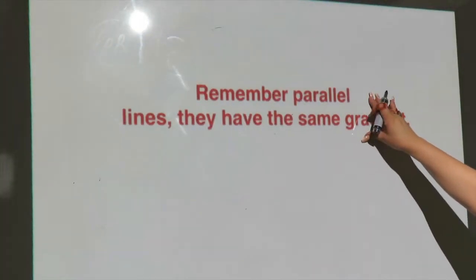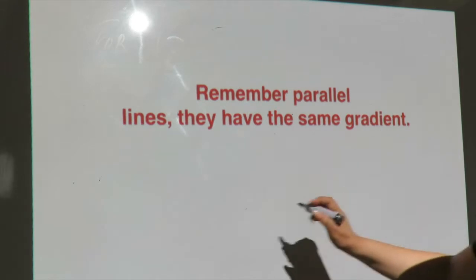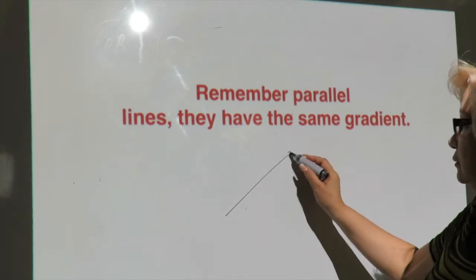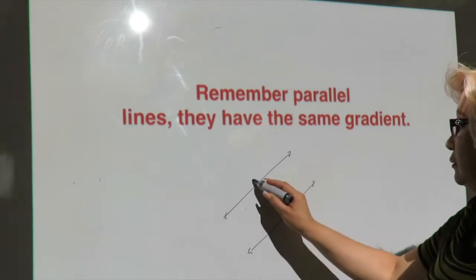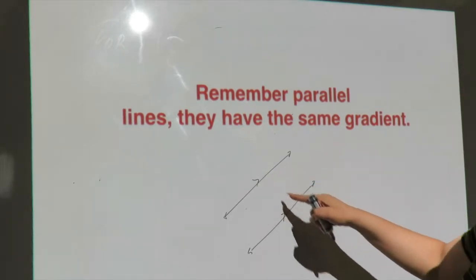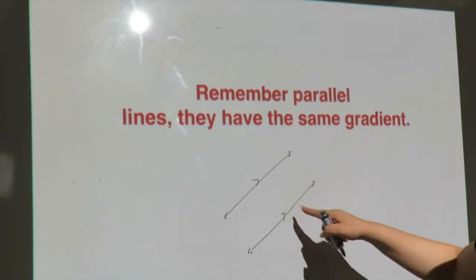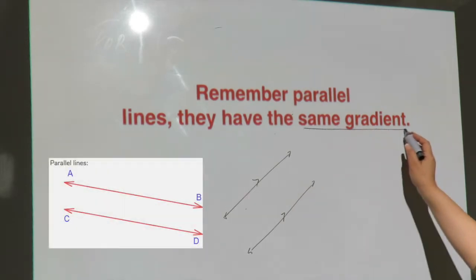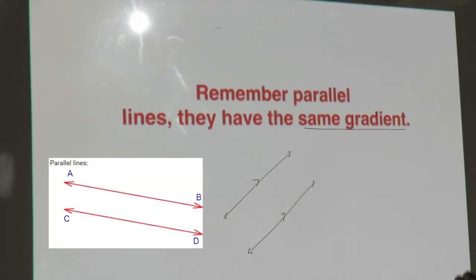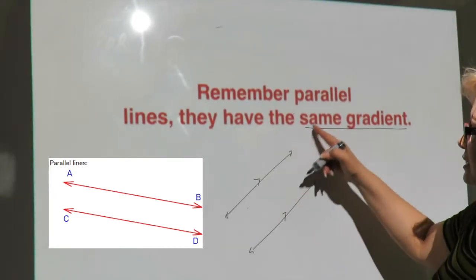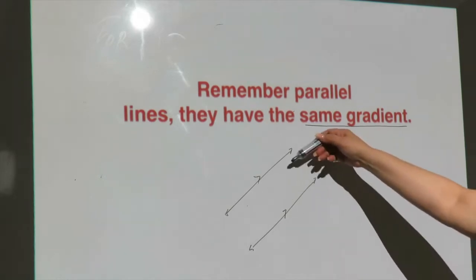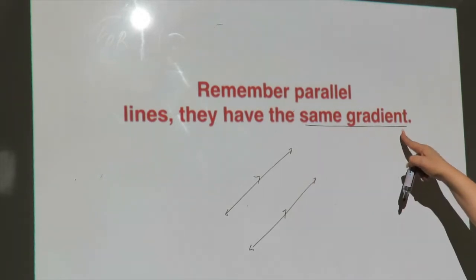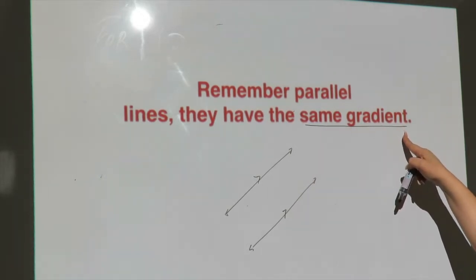We must remember that when we have two parallel lines, the gradient of these parallel lines will always be the same. That's something that you must remember. Why? Because they will keep the same steepness and they will never intersect each other. That's why two parallel lines will always have the same gradient.